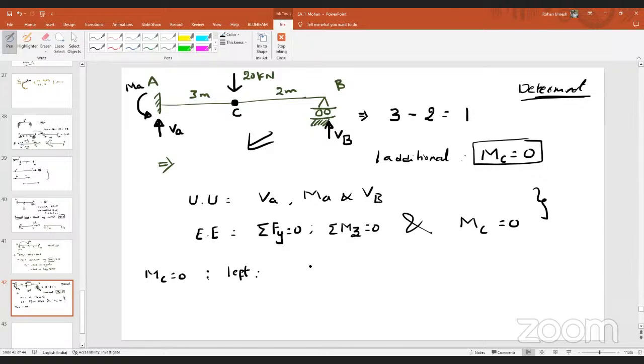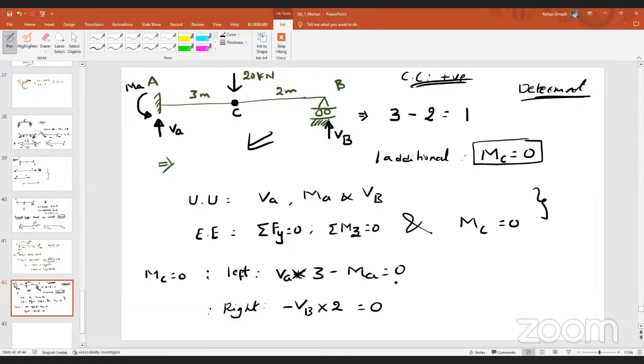VA into 3, minus MA, considering clockwise as positive. So VA into 3 minus MA equal to 0. Similarly, tell me from the right side. VB into 2, minus VB... VB into 3 equal to 0.